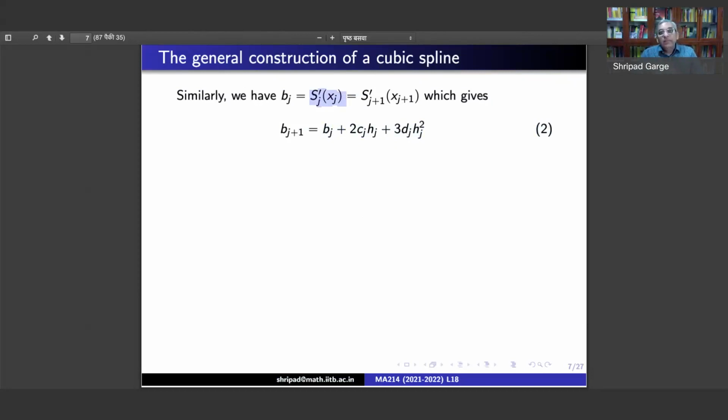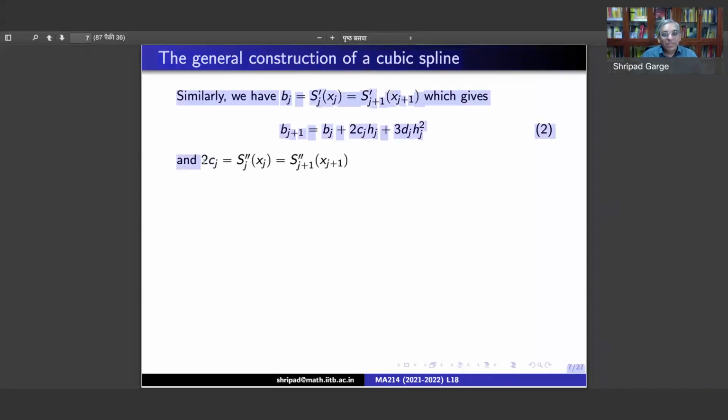And so you will have b_{j+1} equal to b_j plus 2 c_j h_j plus 3 d_j h_j squared. So we have one more set of equations. And the double derivative, once again, I think I have made a goof here. So this should be split up into either two equations, or we have to give the indices correctly, but it will give you the final equation that's going to be correct, which is c_{j+1} equal to c_j plus 3 d_j h_j. All right, so these are the sets of equations that we have.